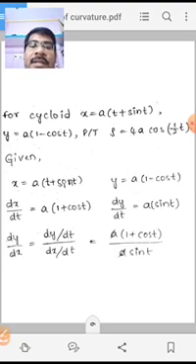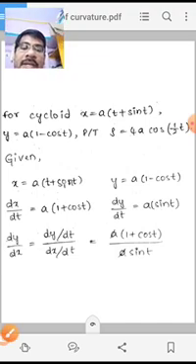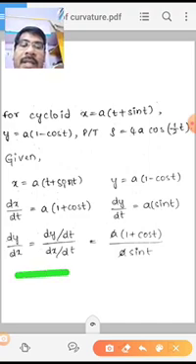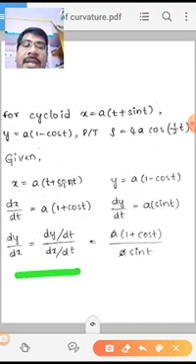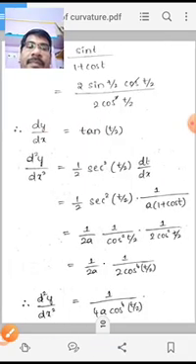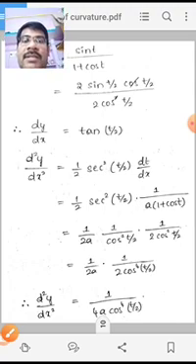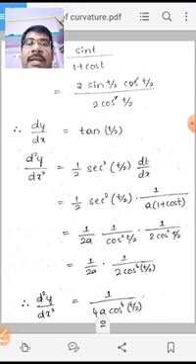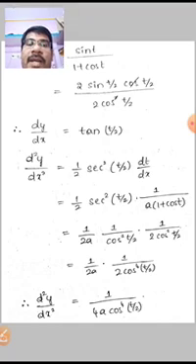The given curve is x is equal to a of t plus sin t, y is equal to a of 1 minus cos t. First we differentiate with respect to t. We get dx by dt is equal to a of 1 plus cos t, dy by dt is equal to a sin t. Then dy by dx is dy by dt divided by dx by dt, that is 1 plus cos t by sin t. We simplify it: sin t can be written as 2 sin t by 2 cos t by 2, and 1 plus cos t can be written as 2 cos square t by 2. We cancel them. We get dy by dx is equal to tan t by 2.